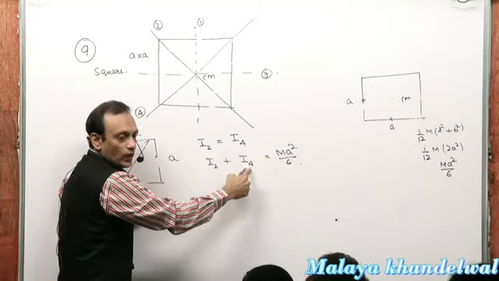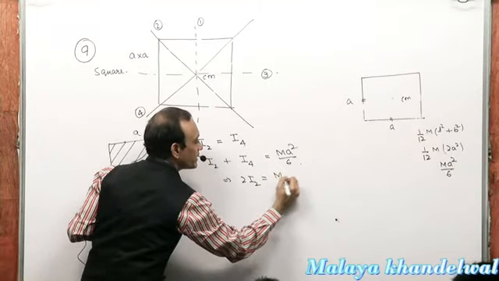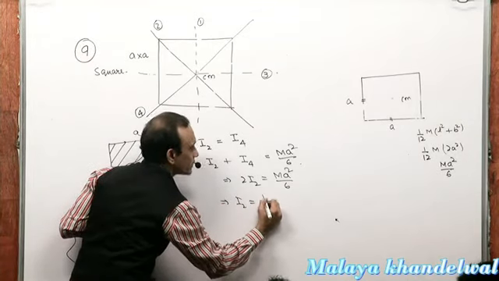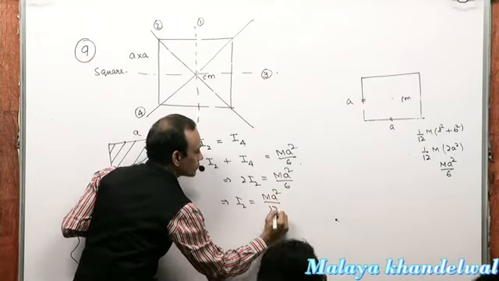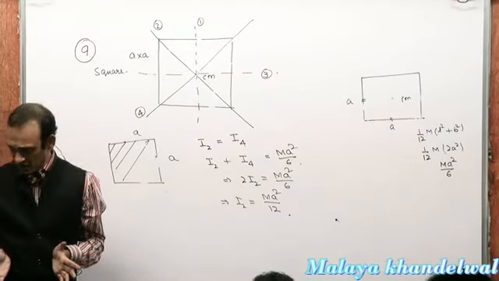But I2 is equal to I4. So 2 I2 is mA squared by 6, or I2 is mA squared by 12. So about each of the diagonals it is going to be 1/12 mA squared. Got the same answer, right?